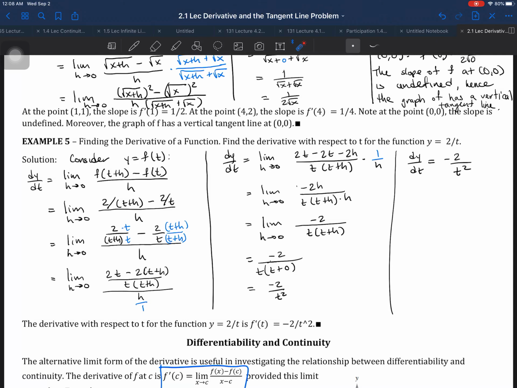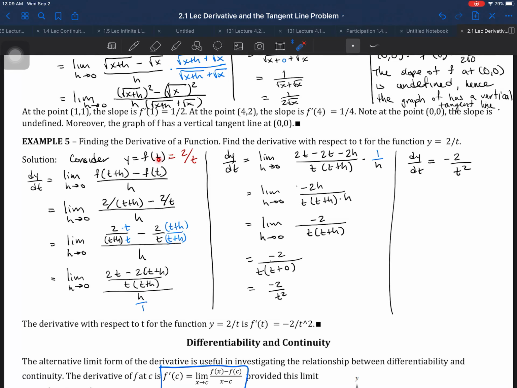All right, so let's find the derivative. In this case, we're going to set y to be the function of t. So we're going to take the derivative of it, and remember that this is the notation for the derivative of y with respect to t. So the limit as h goes to 0 of the difference quotient, we're going to do the same thing. f of t is pretty much 2 over t. So all we have to do is copy and paste that in here, followed by the minus, and then now let's do f of t plus h.